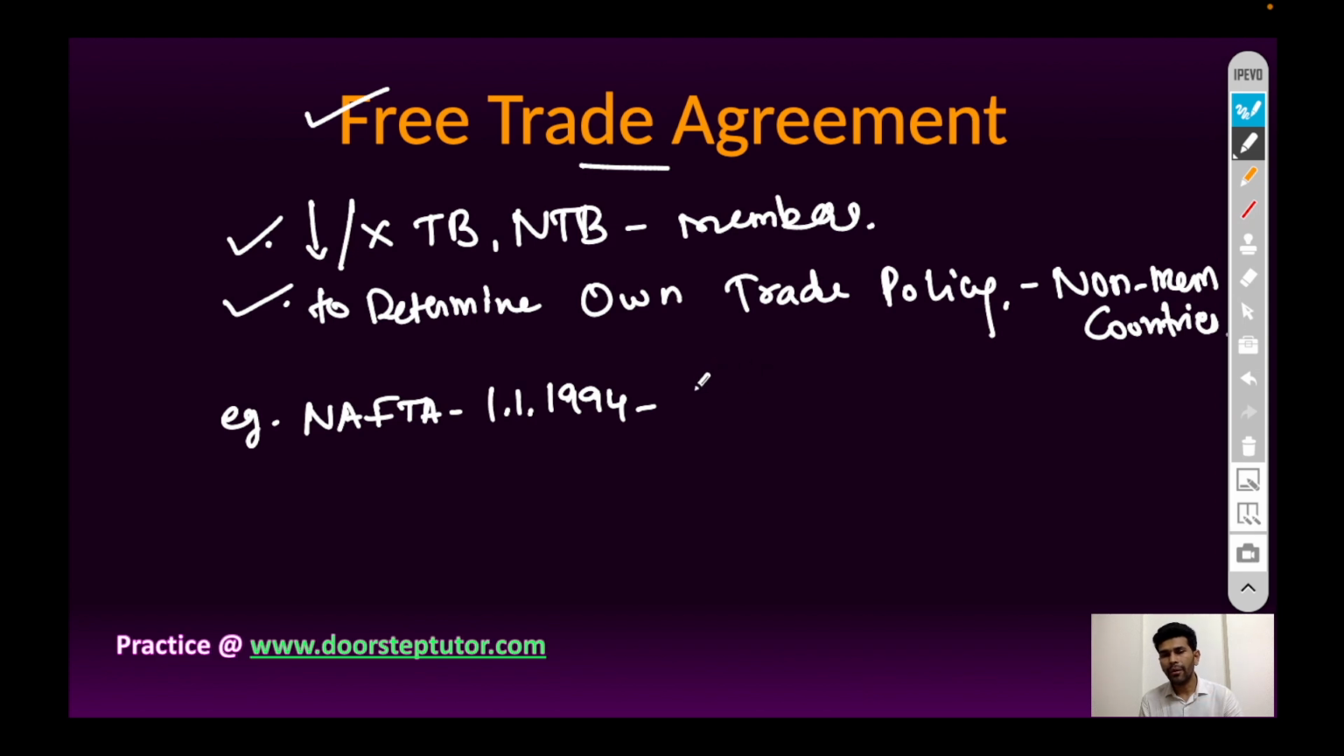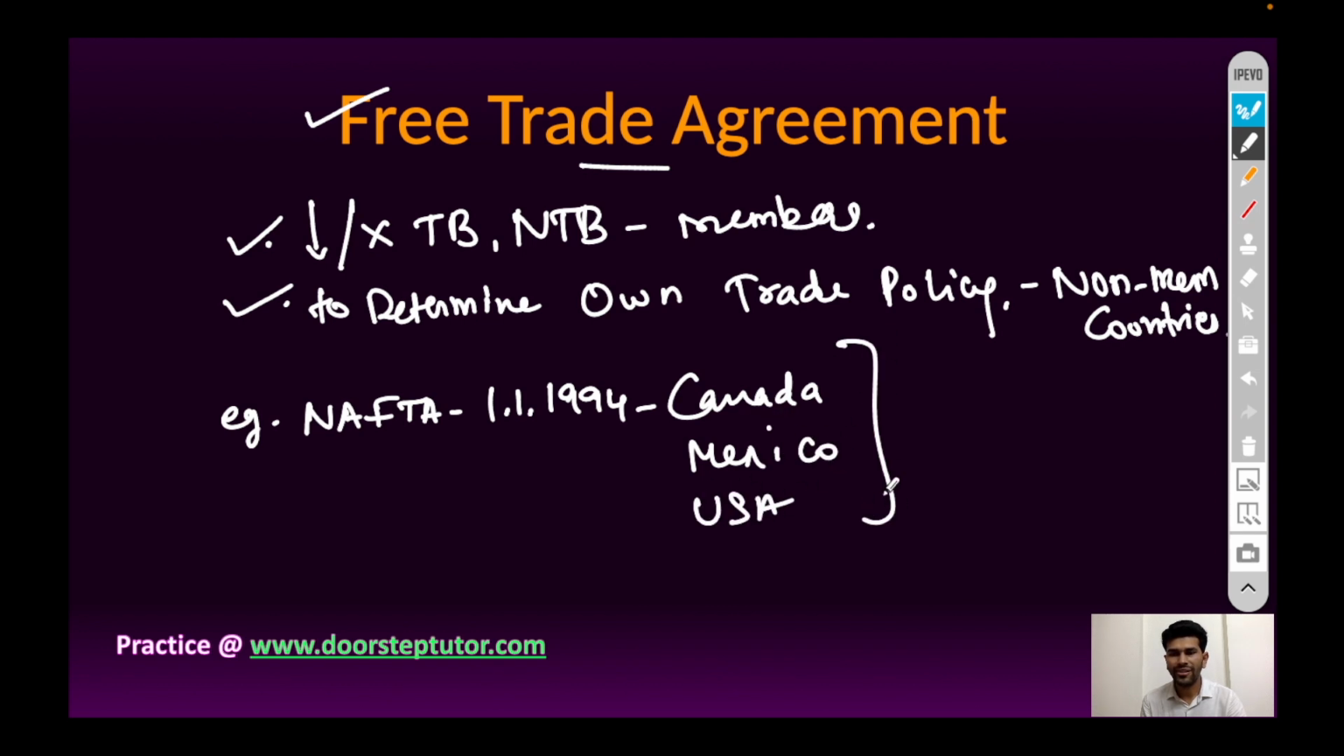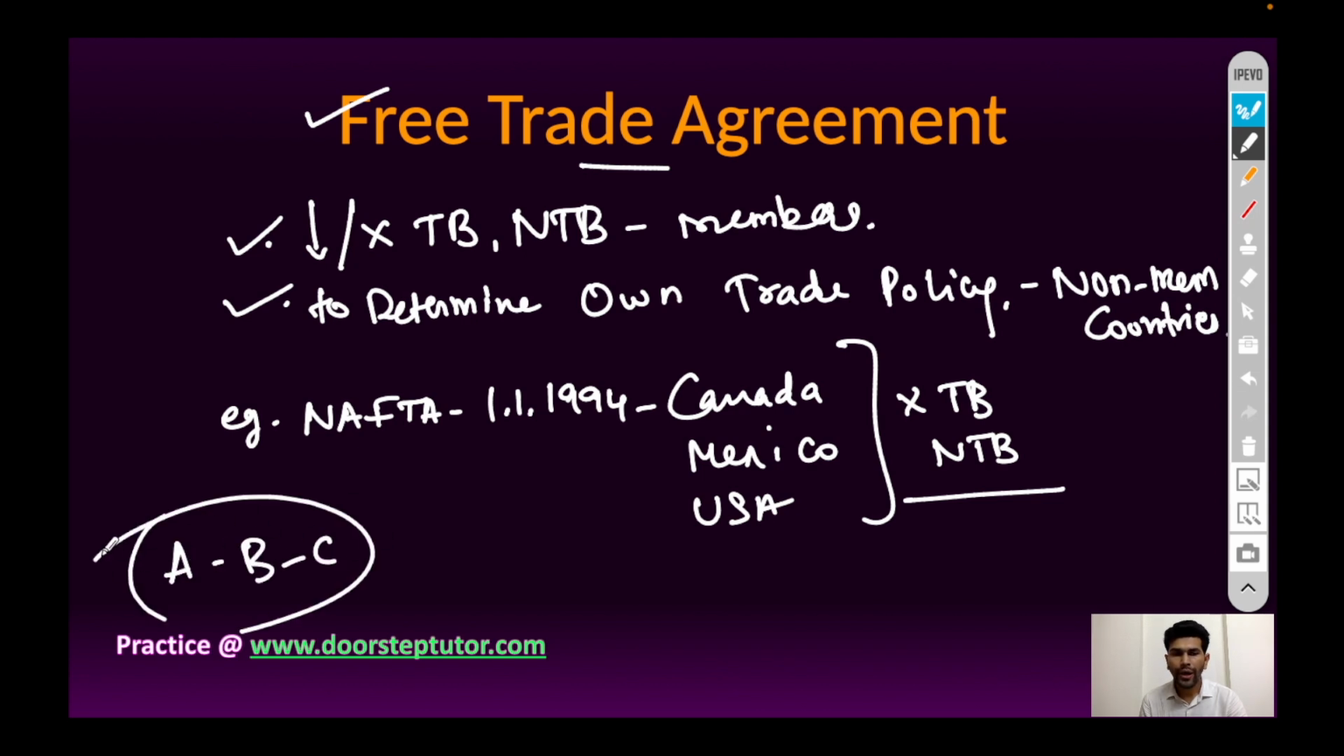It was an agreement between Canada, Mexico, and USA to eliminate trade barriers and non-trade barriers. So there is a group of countries who agree to eliminate trade barriers among themselves, but to determine their own trade policy for non-members. It means A, B, and C will all have different policies for country D.